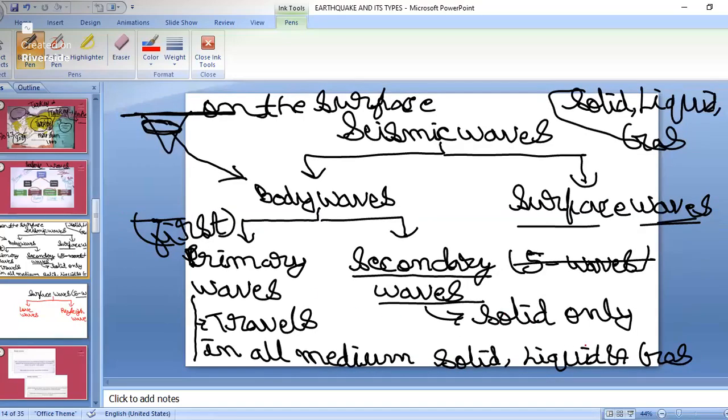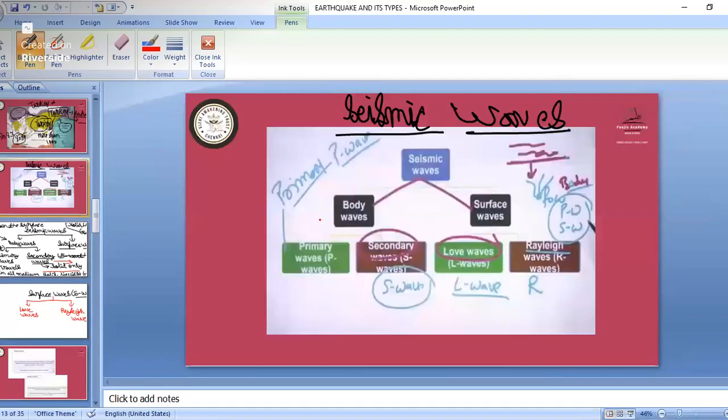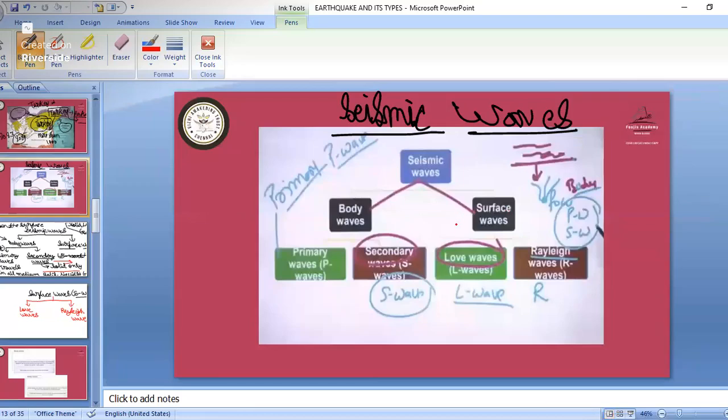Primary waves travel through all three mediums, that is solid, liquid, and gas, and secondary waves travel only through the solid. Okay. So remember this particular part. In seismic waves, we have two types of waves: body waves and surface waves. Body waves are also of two types: primary waves, also known as P waves, and secondary waves, also known as S waves.